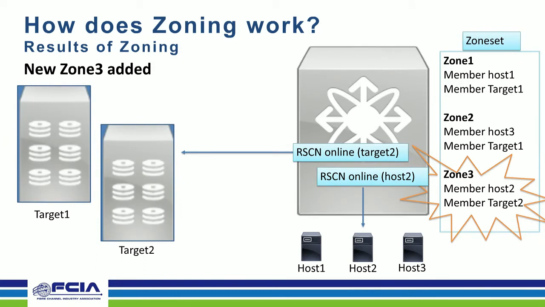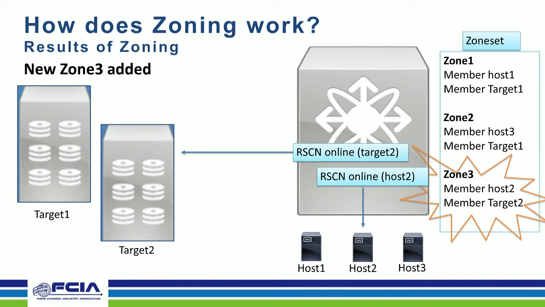And in this example here, a user has created a new zone 3 and is adding connectivity between host 2 and target 2. After adding the new zone to the active zone set, we see here that the RSCNs are sent to host 2 and target 2.